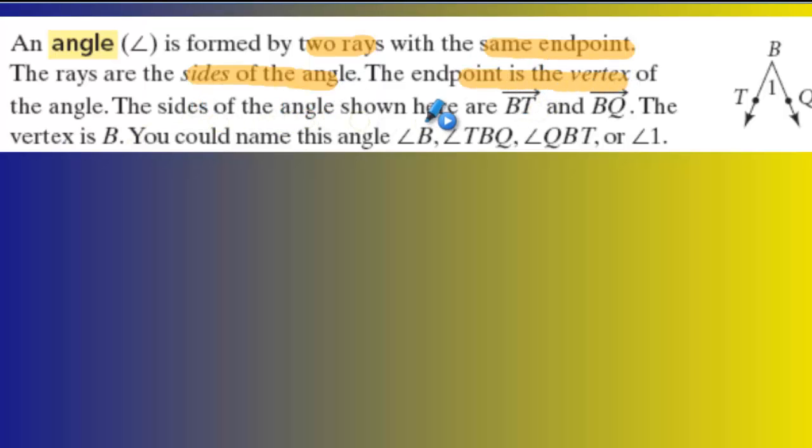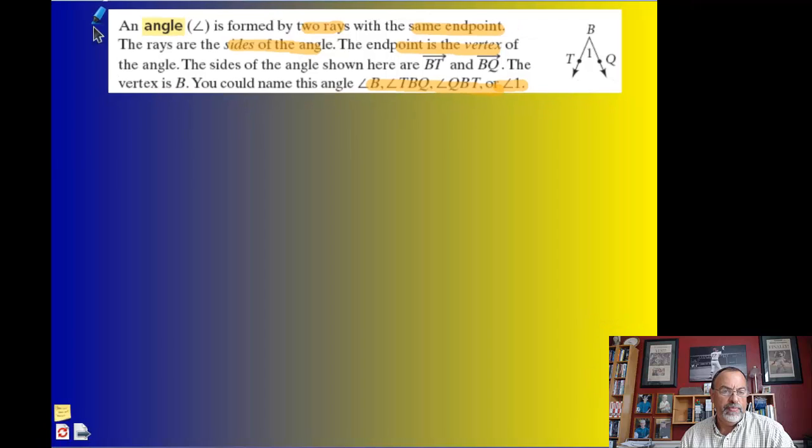The sides of the angle are shown, and here it gives an example of BT and BQ. The vertex is B, and then it says you could name this angle angle B, angle TBQ, angle QBT, or angle 1. Well, that's a lot of different ways to name an angle. How do we know which one to use and how to use those? So we'll talk about that as well as we wrap this video up.